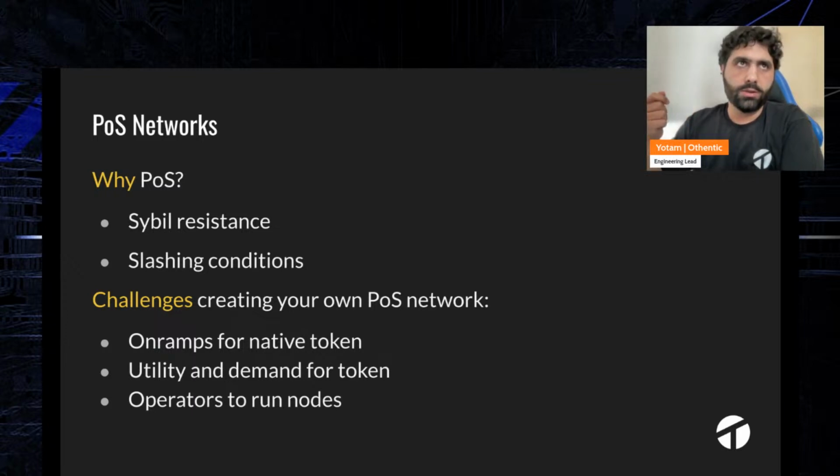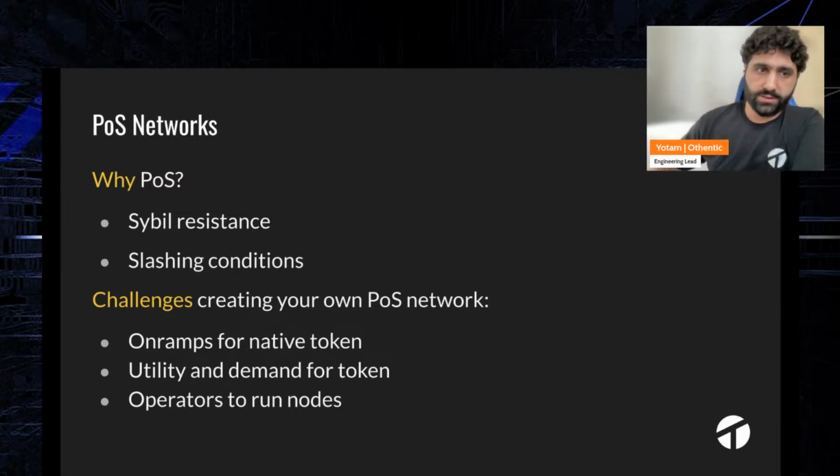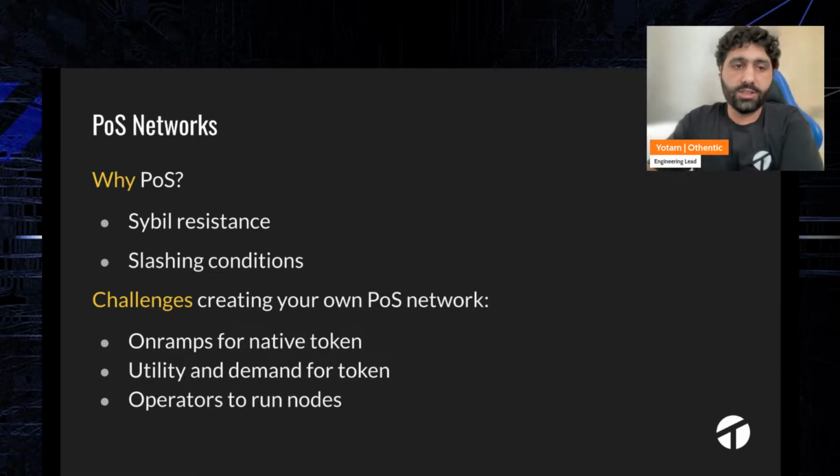So forcing people to stake some amount of money makes it harder for them to set up an infinite amount of validators. And the second thing that staking gives us is the slashing conditions. The slashing conditions are these situations where we want to punish malicious actors. When someone behaves incorrectly, not according to the protocol specification, we would like to be able to punish them for their malicious behavior.